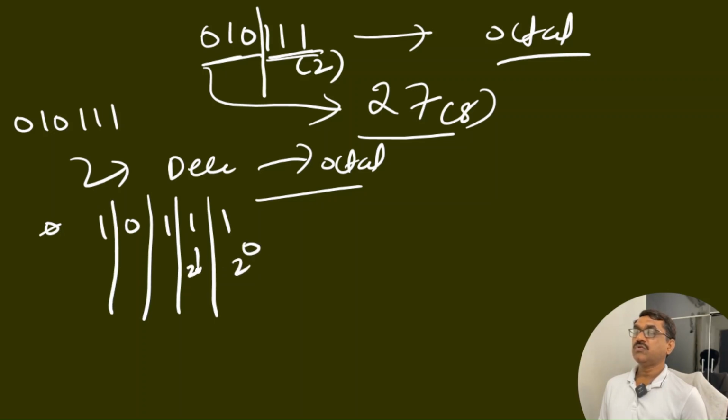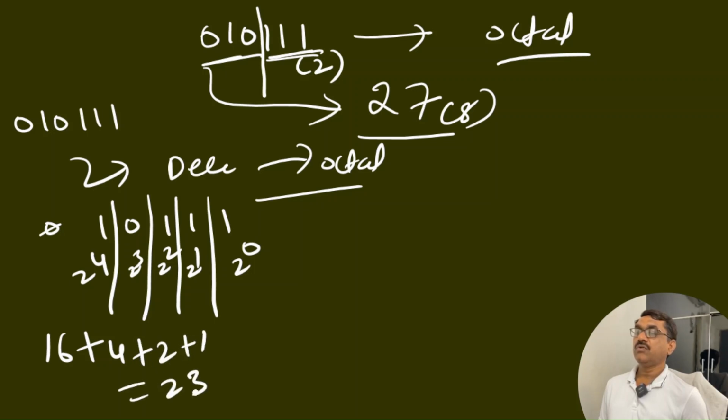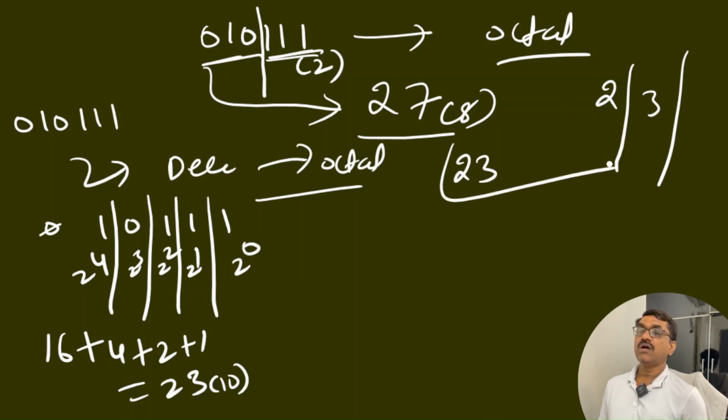Use 2 to the power of 0, 2 to the power of 1, 2 to the power of 2, 2 to the power of 3, and 2 to the power of 4. Now here we get 16 plus 4 plus 2 plus 1. We get 23 as the decimal number. Okay, now from this 23, convert into octal.